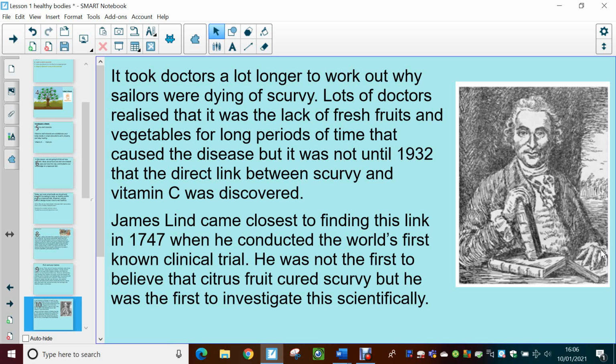He was not the first to believe that citrus fruit cured scurvy, but he was the first to investigate this scientifically. Now, apologies if I'm reading too fast, hopefully I'm not, but remember the beauty of this is you can pause, rewind, and go over any information you need to go back over.